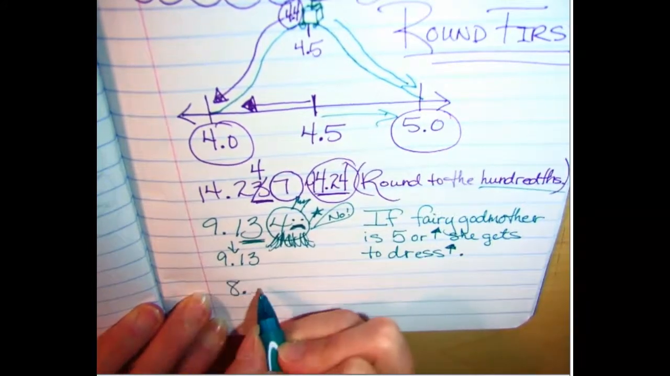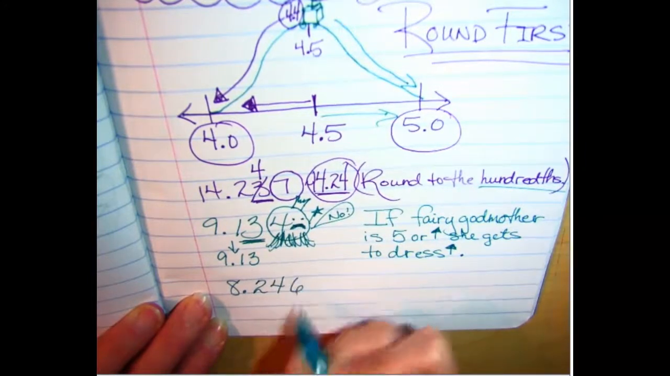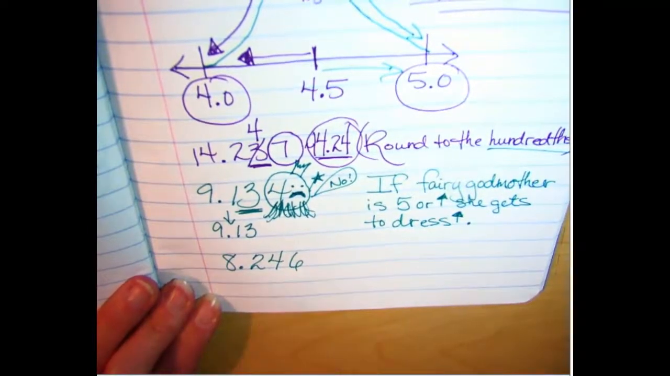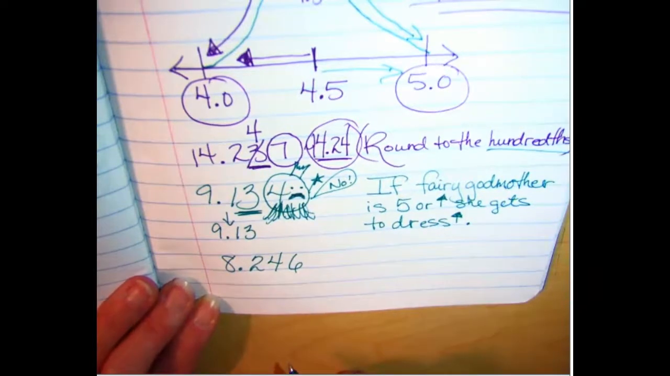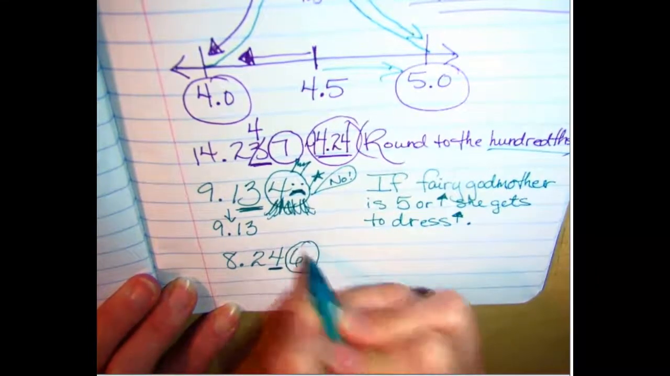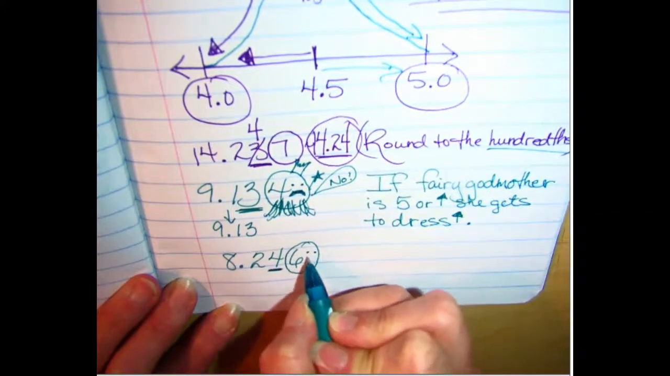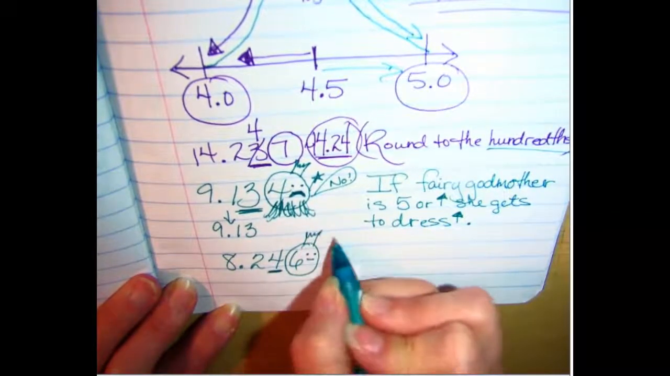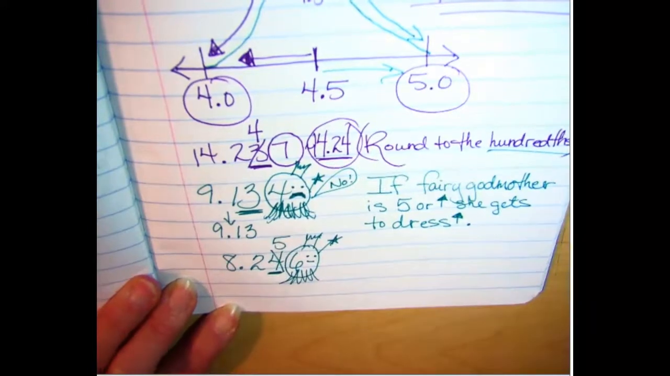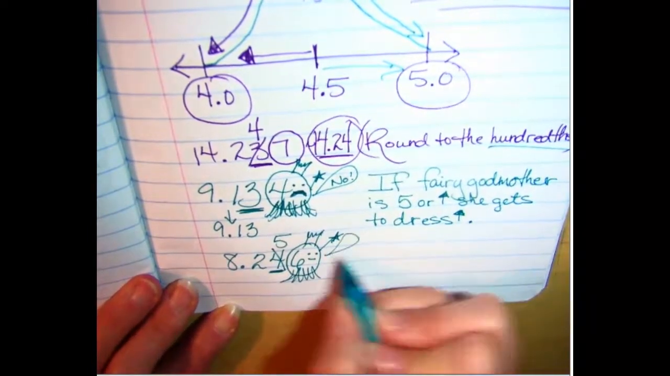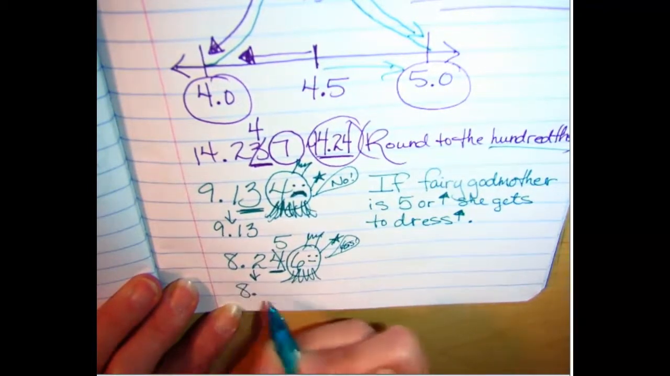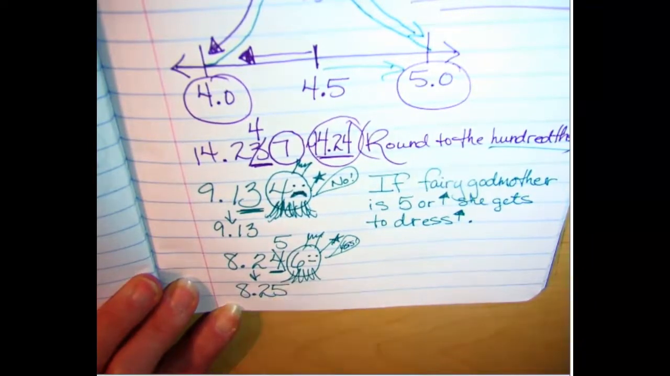So let's let her go someplace and get a new outfit. So this number here, 8 and 246 thousandths. I'm going to round to the hundredths again just to stay in that place. Who do I underline? Who's Cinderella? The 4. Hi, Cindy. And who's fairy godmother? The 6. And did she say yes or no? Yes. If fairy godmother is 5 or up, she gets to dress up into a 5. Doesn't she look beautiful? And fairy godmother's feeling good, so she says, yes, you may go. And our new number is 8 and 25 hundredths.